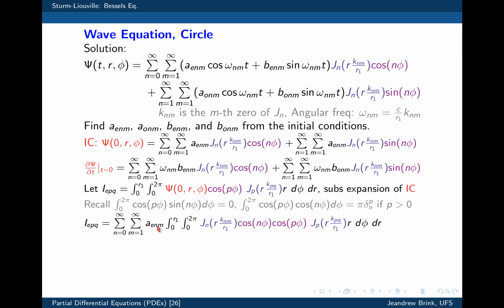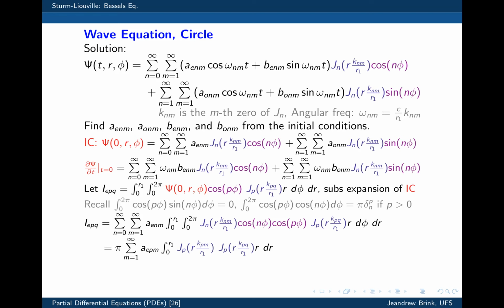Okay, so what I've done is I've basically taken the sum out and the constant out, and written the remaining integral over the functions that are left here. So what happens then is this integral over phi is easy to do just from the above identity. If p is greater than 0, it's simply pi times delta np. So we can do that integral.